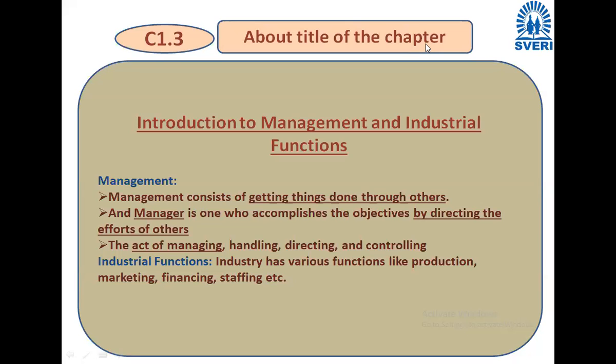The title of the chapter we have seen is Introduction to Management and Industrial Function. In this chapter, you can see two important keywords: management, and second, industrial functions. So let us see the meaning of these two words. We all know the general definition: management is nothing but getting things done through others. What are the things in industry? Especially production of a particular product, assembly of a particular product, testing the quality of a particular product. These are the things that should be done in that organization.